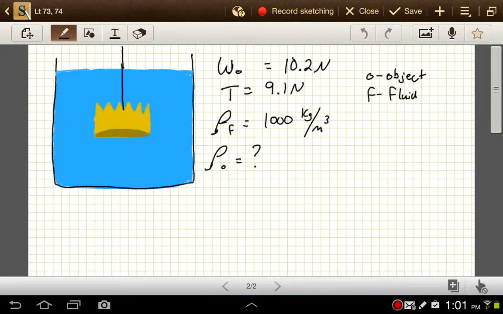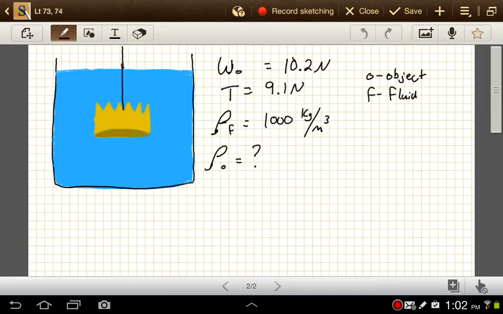The king was given this crown that was claimed to be pure gold, but he had some doubts, and he asked Archimedes, at least in the story, to determine, is this actually pure gold? And so Archimedes set about trying to figure this out by looking at the density of this crown and figuring out if it had the same density as the established density for gold.